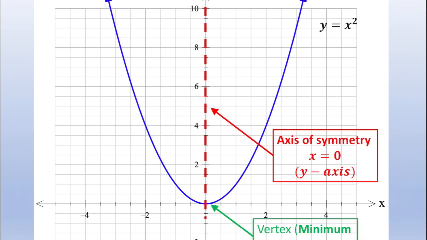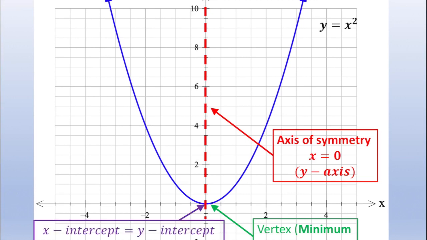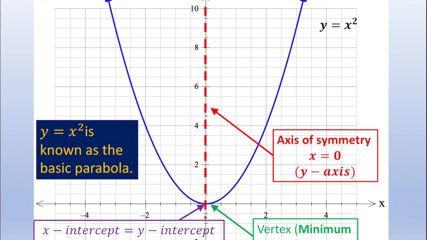Then the vertex is also the minimum turning point. Note that most books will use turning point, although I interchange between vertex and turning point. And then look at the x-intercept and y-intercept. In this case, the x and y-intercepts are the same, and it goes to the origin. So in fact, we can call y equals x squared the basic parabola.